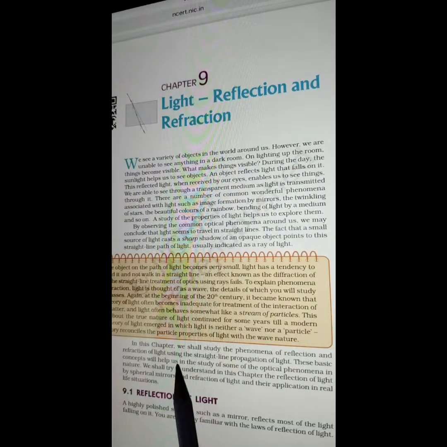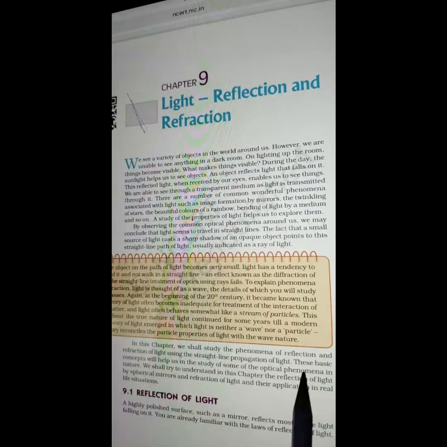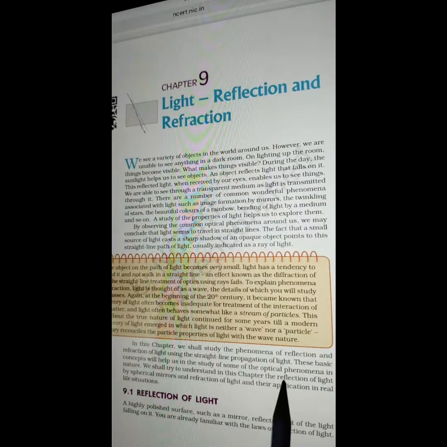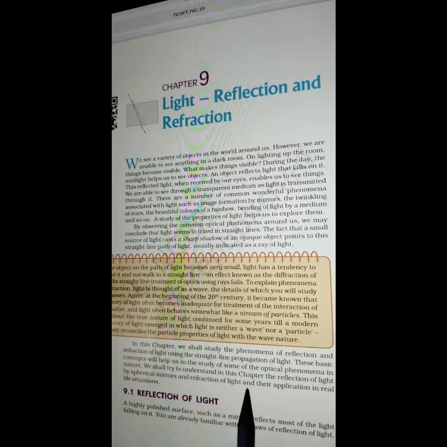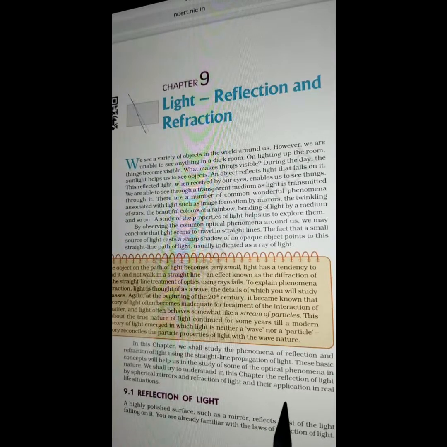In this chapter, we shall study the phenomena of reflection and refraction of light using the straight line propagation of light. These basic concepts will help us in the study of some of the optical phenomena in nature. We shall try to understand in this chapter the reflection of light by spherical mirrors and refraction of light and their application in real life situations.